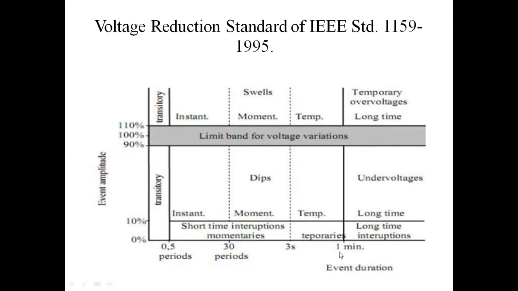Okay, this is the 1 minute. This is called under voltages. This is over voltage. Under voltage means the magnitude of the voltage is 10% to 90%.